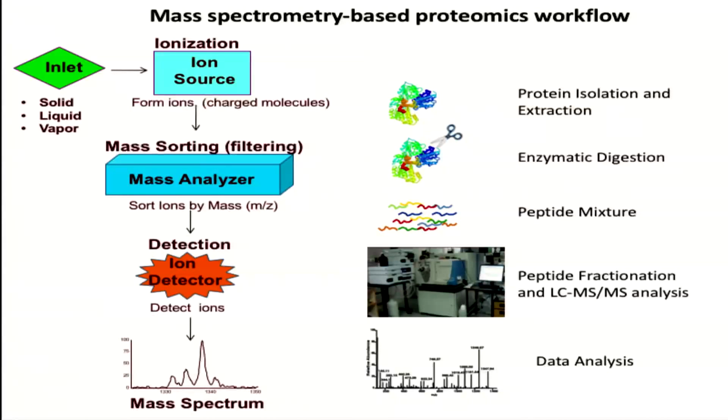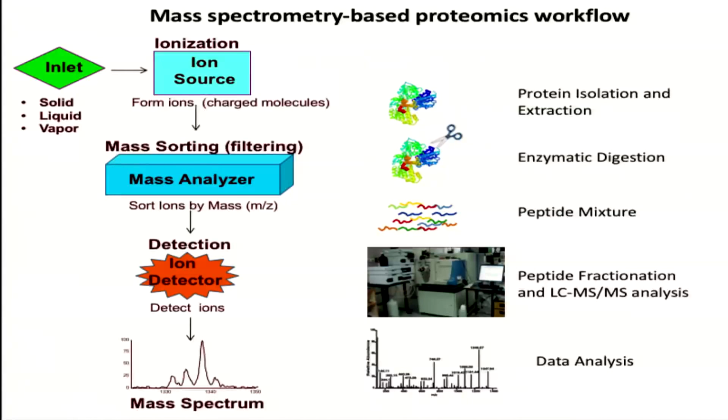A mass spectrometer has an inlet, an ion source, a mass analyzer, an ion detector, and a data analysis system. The analyte, which needs to be examined, is first introduced through the inlet, and when it reaches the ion source, the molecules of the analyte are converted into gaseous ions. These ions, when they enter the mass analyzer, are separated based on their molecular weight and detected by the ion detector, and the data is then analyzed by the software.